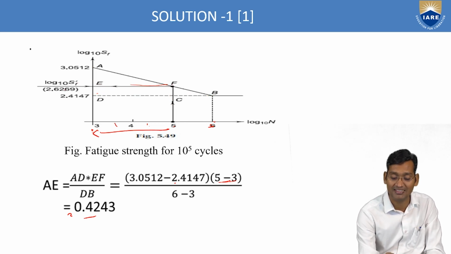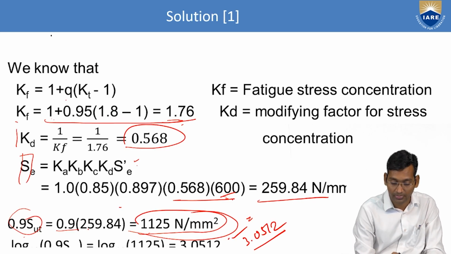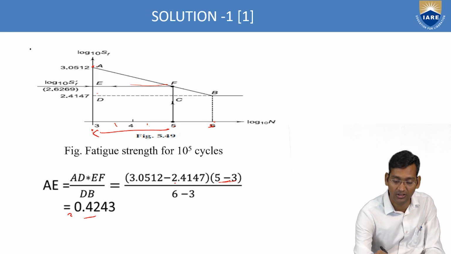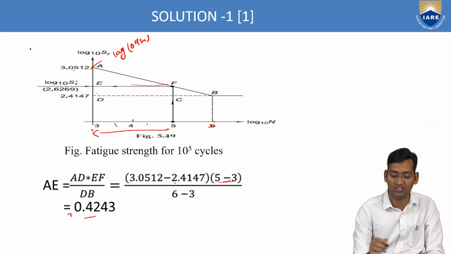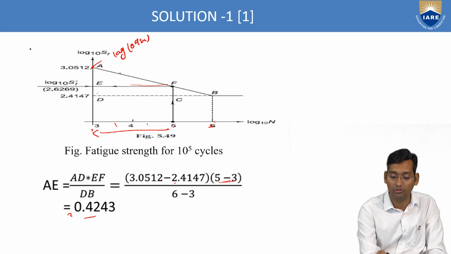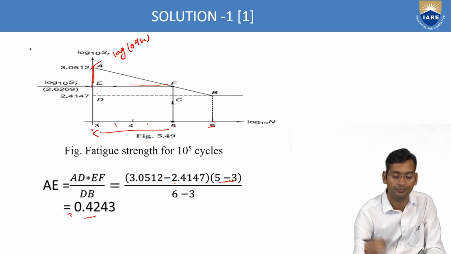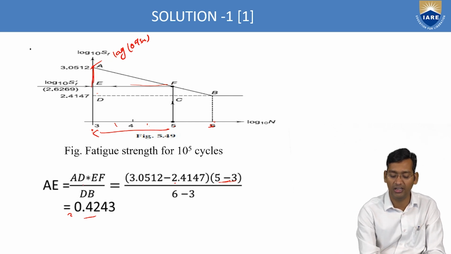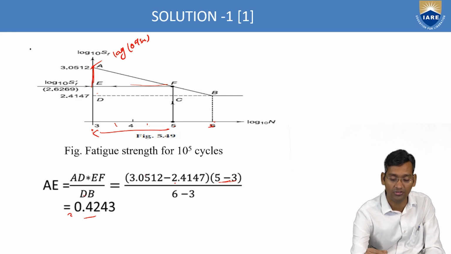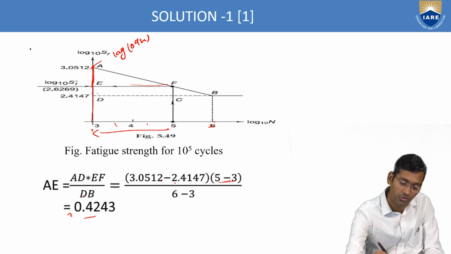Now let's see, log 10 SE dash here. Then log 0.9 SUT, this is the value, 3.015. So after finding that, we now require to find this one, which will be AD into EF by DV. AD is how much? That is given as 3.015. Because this is from here to here, it should be the total value, but this is from here to here, that is 2.417. So let's see a figure.